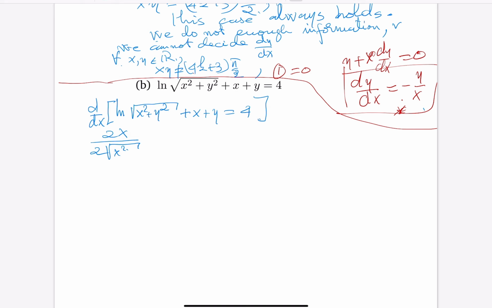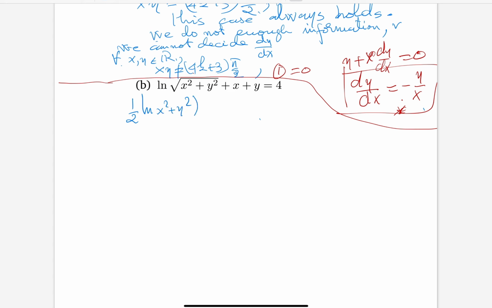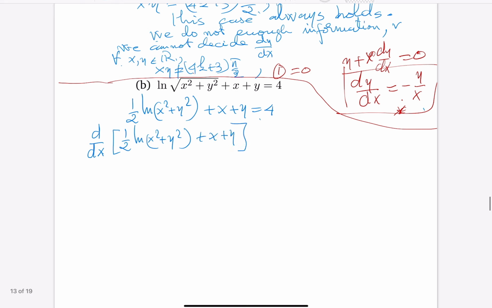Oh, hold on, let me change this here. I think it will make more sense if I change it. Here I can rewrite it as 1 over 2 ln of x squared plus y squared, plus x plus y is equal to 4. If I take the derivative on both sides with respect to x.